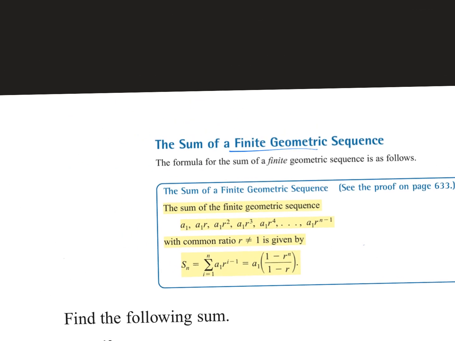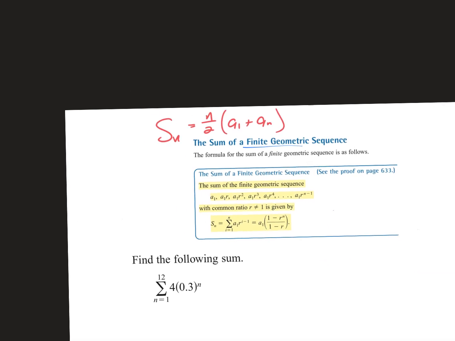The sum of arithmetic was this one, n over 2 times a sub 1 plus a sub n. You guys are going to get that, right? That's the arithmetic sum formula. Now we're going to talk about geometric sums.